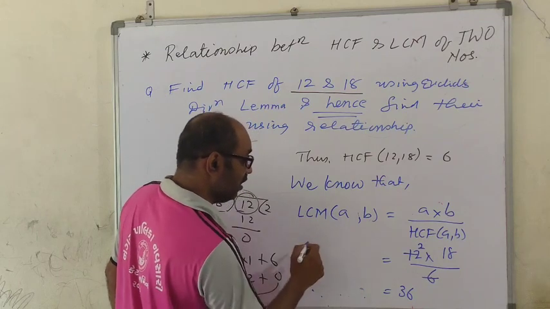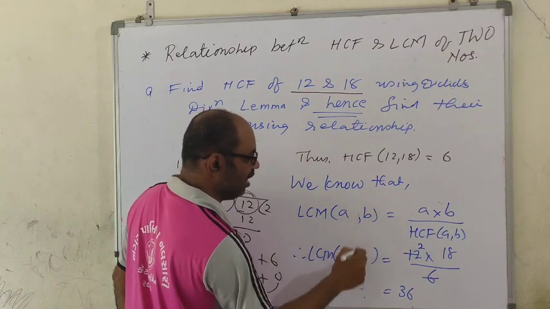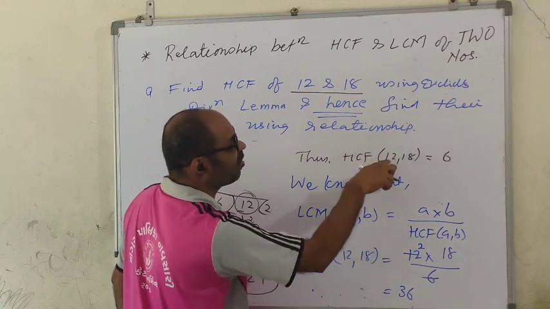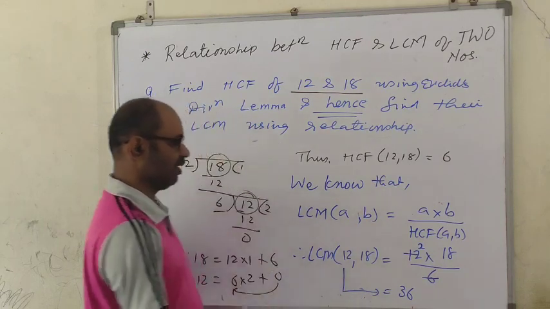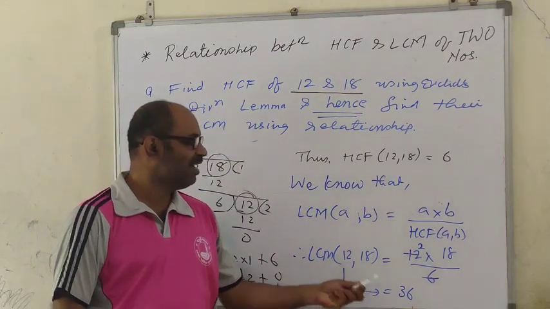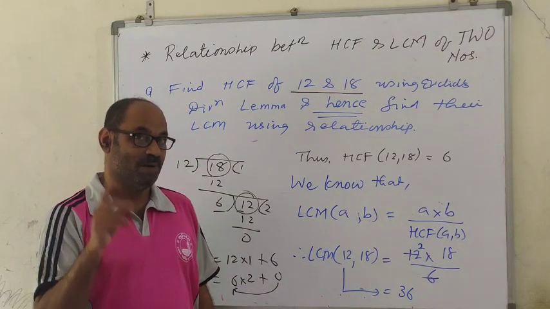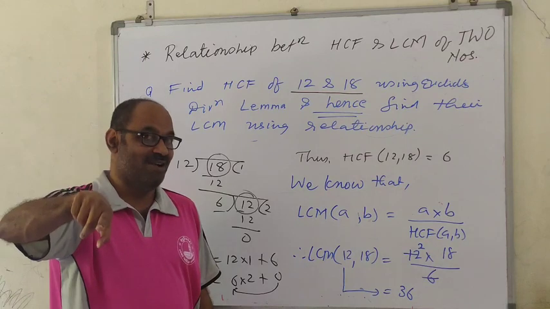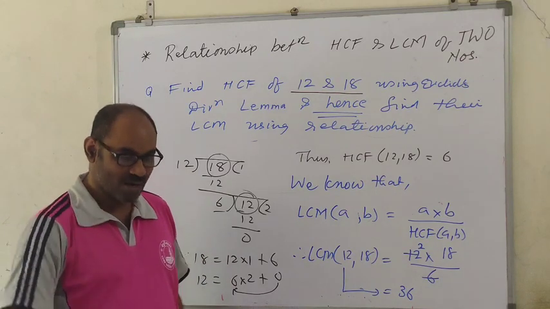Therefore, LCM of, for A I am writing 12 and for B I am writing 18. So what is LCM of 12 and 18? 36. But we used the interrelationship. Before using the interrelationship, we found HCF using Euclid's division lemma.